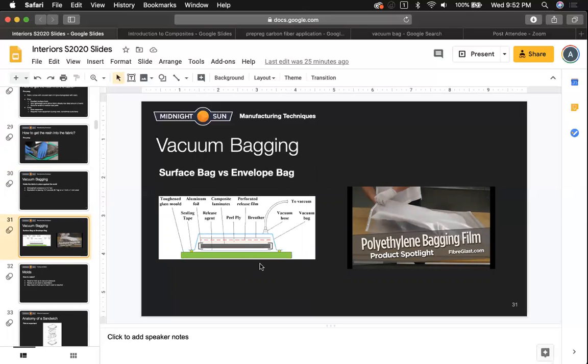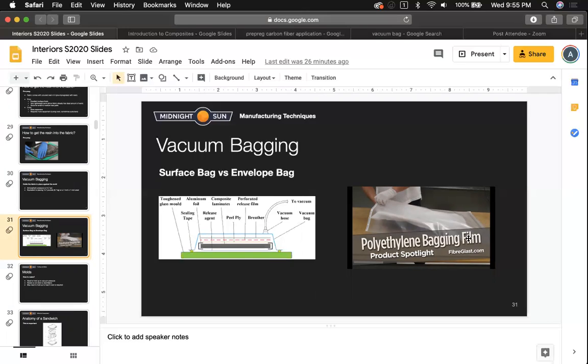So to do that, typically there's two methods to get your part vacuum bagged. Either you do something called a surface bag, so that's on the left here, where you've got, if you can see, a mold, and in this example a flat sheet. You have tape that secures this vacuum bag to the surface of it, and then you're sucking out all the air, causing the bag to get sucked against the part and squish it against the mold. So that's one method.